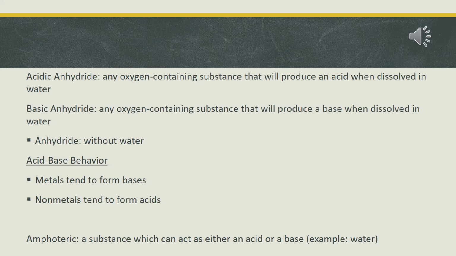Now, acid-base behavior. The metals on the left side of the periodic table, meaning left of that staircase, tend to form bases. The nonmetals, those above the staircase, tend to form acids. Then there's some strange substances that are amphoteric, meaning they can act as either an acid or a base. For example, water. And most things that are amphoteric have a pH really, really close to 7, if not at 7, like water. Off this slide, write down the three terms: acidic anhydride, basic anhydride, and amphoteric.